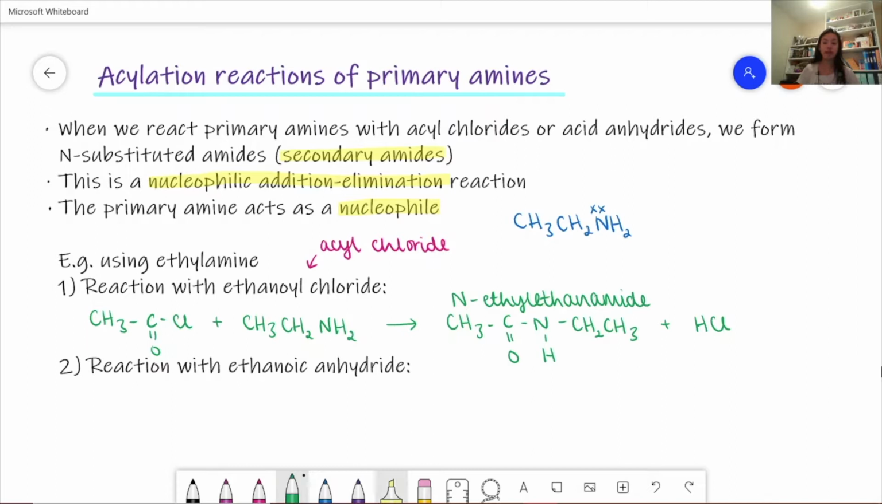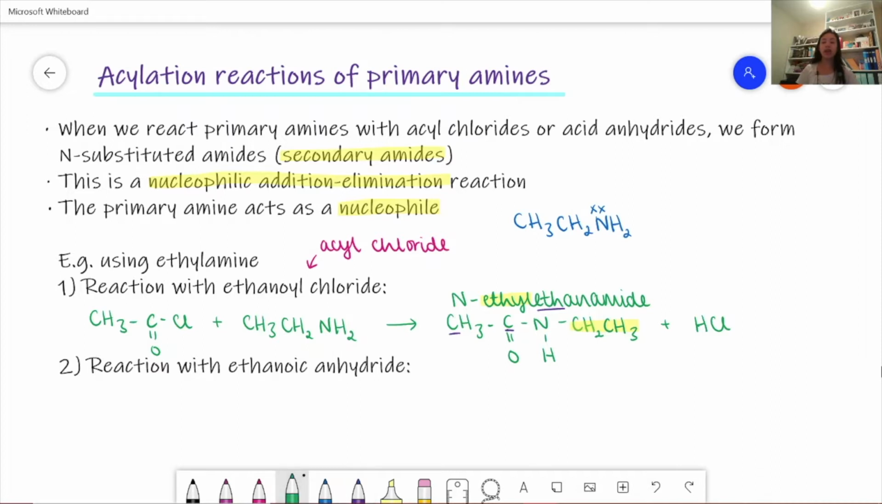And we've called it that because, first of all, we need the N because we need to indicate where this ethyl group is. And we've got an ethyl because this group here is an ethyl. And we also have eth for the prefix of the amide because we have two carbons here and here.